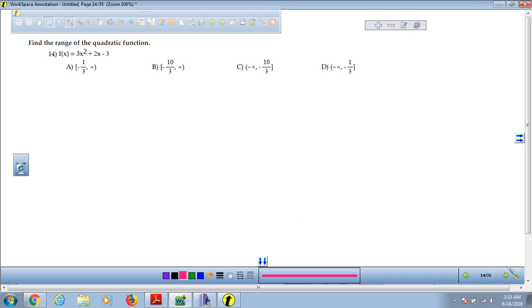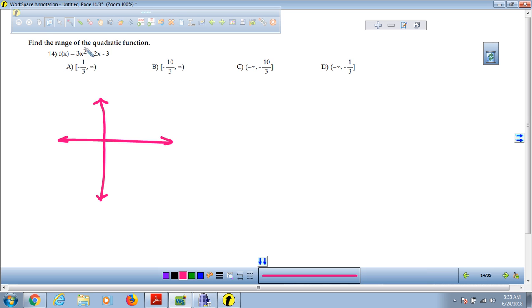Next question, 14, find the range of the quadratic function. Okay, how would I find the range? I'm going to do it by hand, and then I'll do it with the calculator. It's a multiple choice test. Use the calculator as much as you can. So if I don't have a graphing calculator, how can I figure this out? Hopefully you will have one so that you can use the shortcut that I'm going to show you.